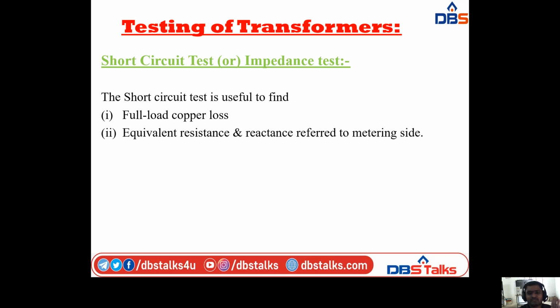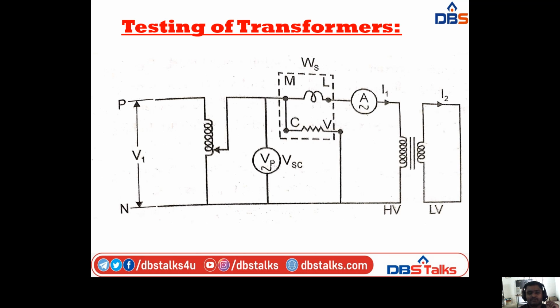So the short circuit test is useful to find, firstly, full load copper loss, and secondly, equivalent resistance and reactance referred to the meter inside. Coming to the circuit diagram, this is the circuit arrangement for the short circuit test. In the previous open circuit test, the HV side is in open condition, but in this one the secondary side is short circuited with a thin wire.